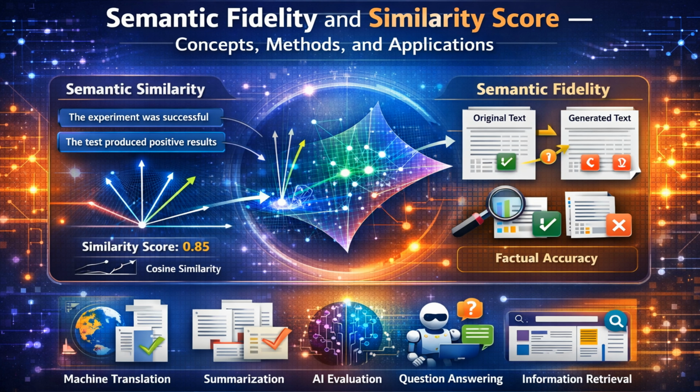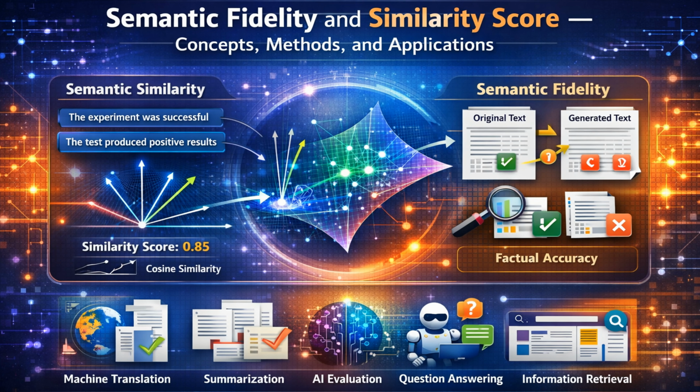Welcome, folks. Today we're discussing semantic fidelity and similarity scores, two really important concepts in natural language processing and AI evaluation. Sounds interesting. Can you start by explaining what semantic similarity actually means? Sure. Semantic similarity is all about how much two pieces of text share the same meaning, even if they use different words or have different structures.